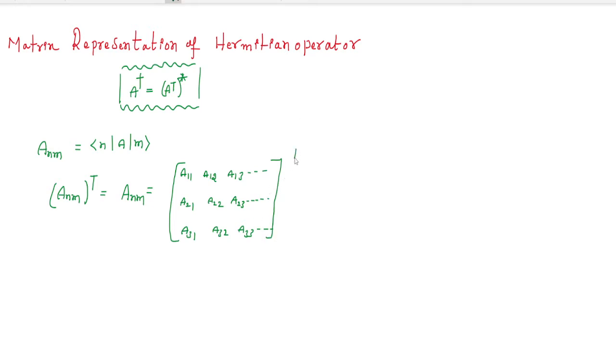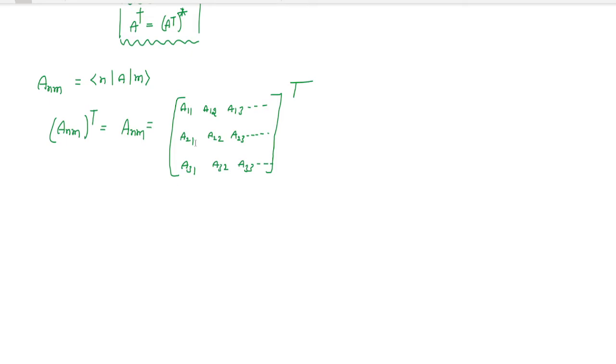I'm going to apply transpose to this matrix. If you apply the transpose, the column vector changes into a row vector, and the row vector changes into a column vector. After applying transpose, the matrix takes this form: A12 here, A13, this is A21, this is A22, this is A23, and this is A31, this is A32, this is A33. So after applying transpose, it became like this.